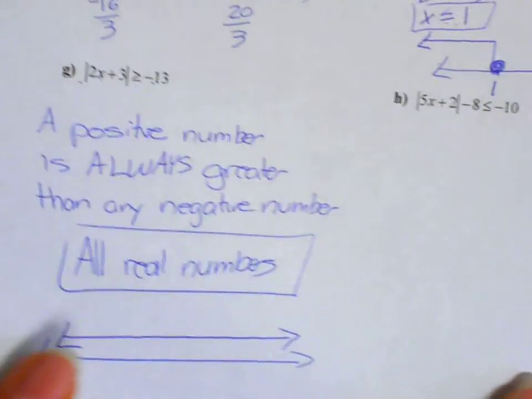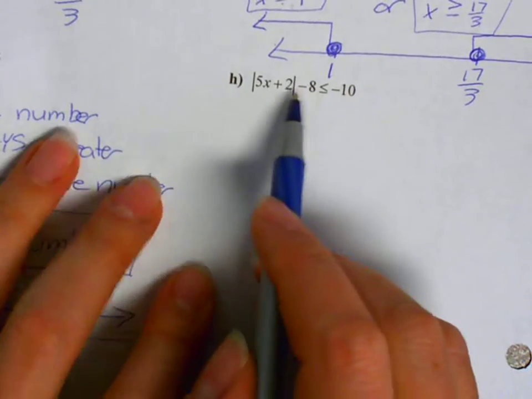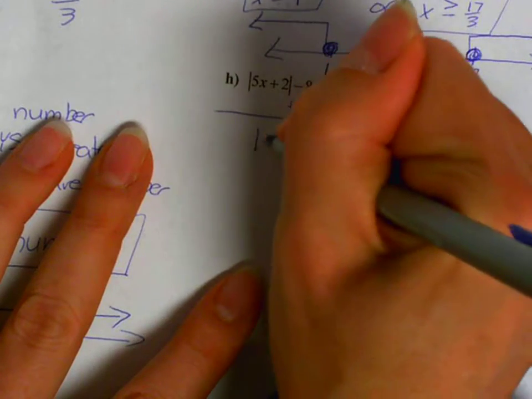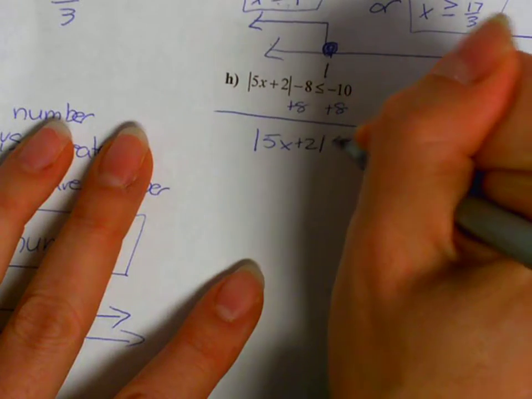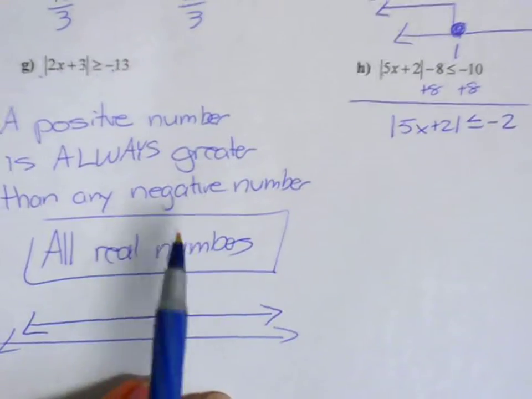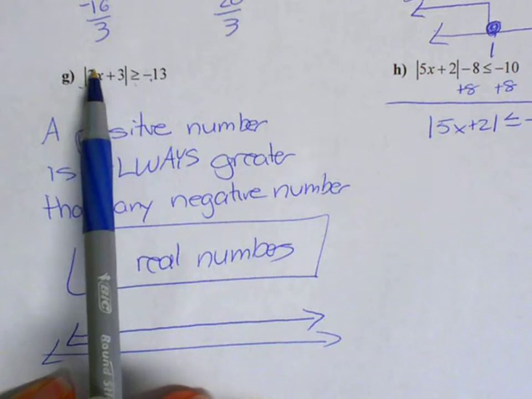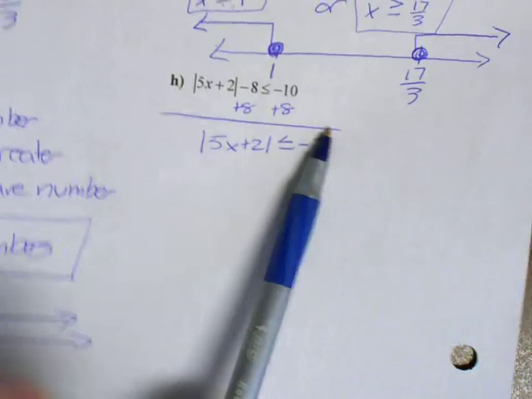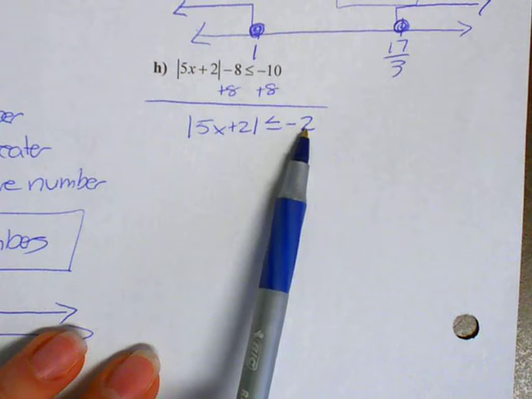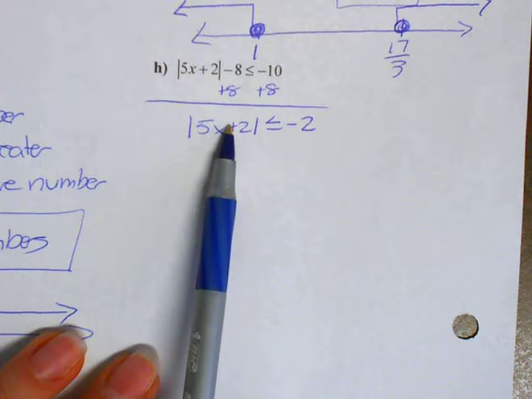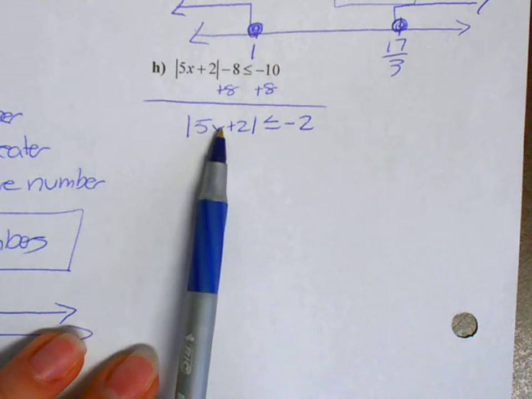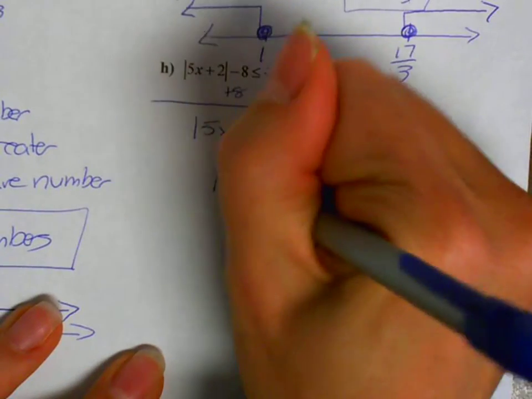And then our second special case is this one. Now this one's not ready yet. I have this minus 8, so I need to do plus 8 to get rid of it. I need that absolute value by itself. So this gives me negative 2. Well, on this side, we just said that an absolute value is always bigger than a negative number. Well, this one's now saying I have an absolute value less than a negative number. Well, we can't have a positive number ever be less than a negative number. Positive numbers are always bigger. We just said that. So this one is going to be no solution.